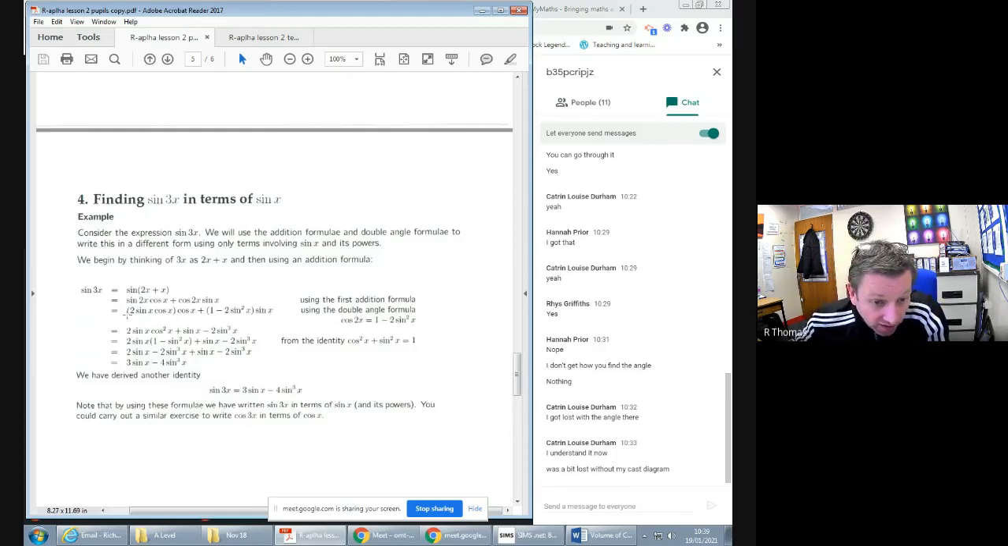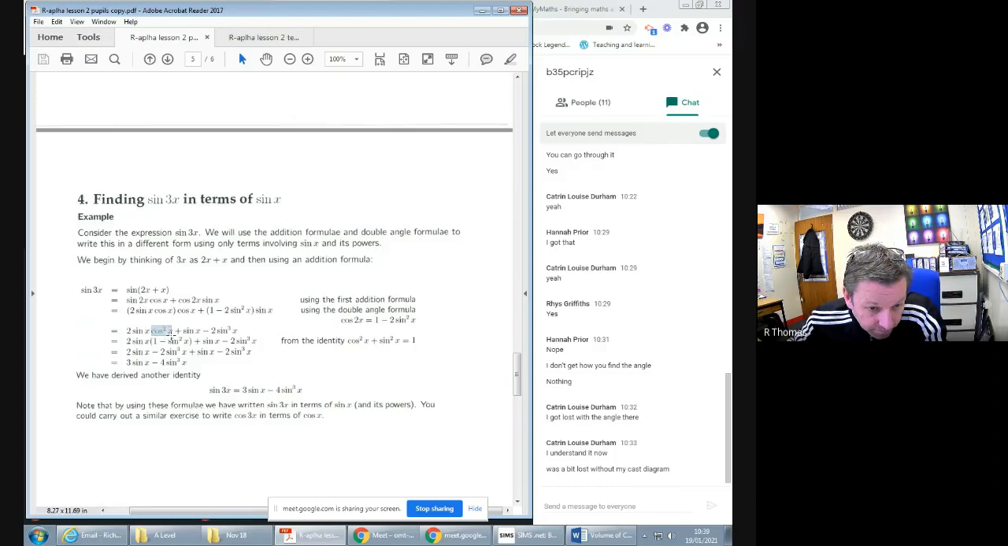Now let's tidy all of this up. Multiply this by cos x, I get 2 sine x cos squared x. And over here, my 1 times sine x is obviously sine x, and my minus 2 sine squared x times sine x is minus 2 sine cubed x. Take a deep breath.